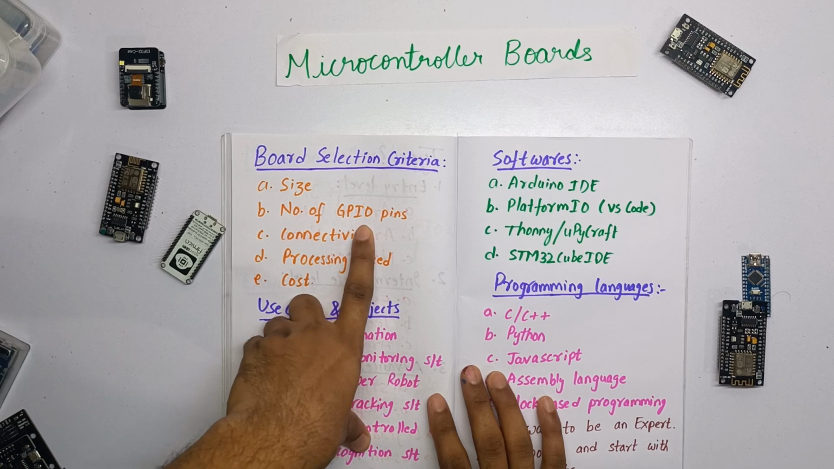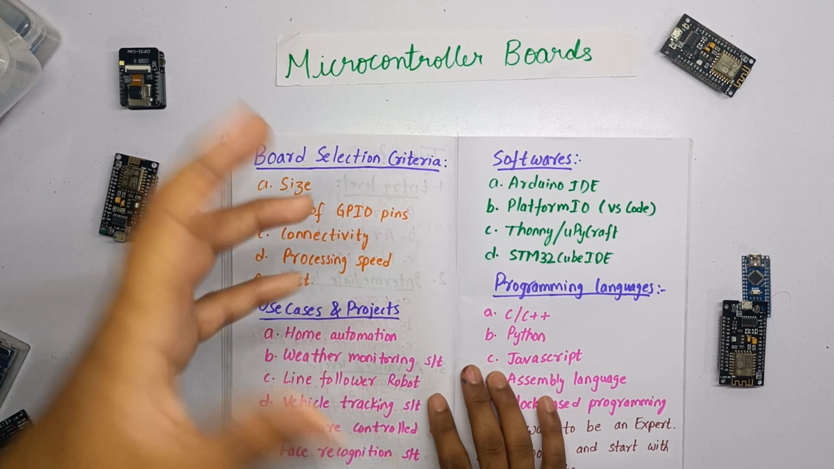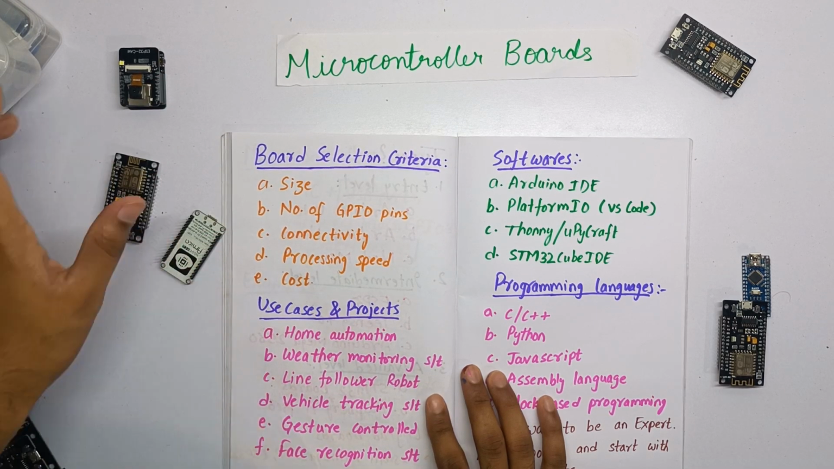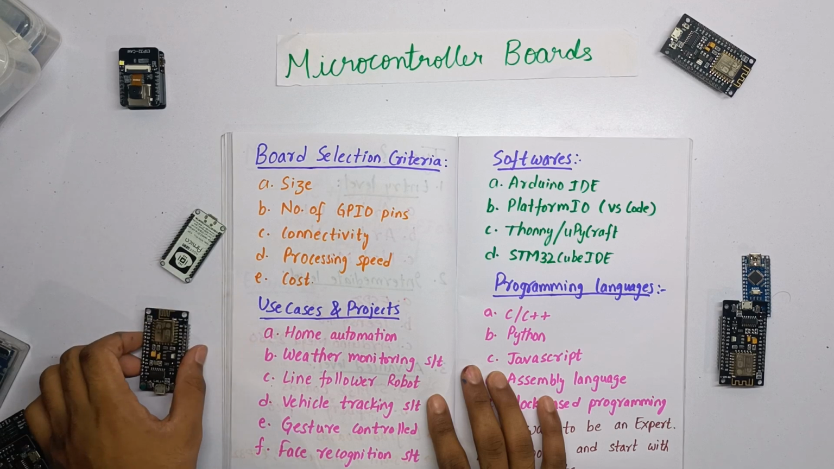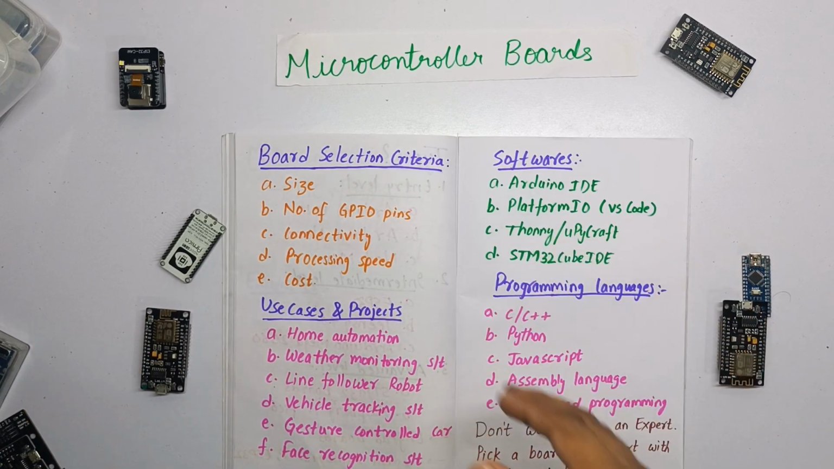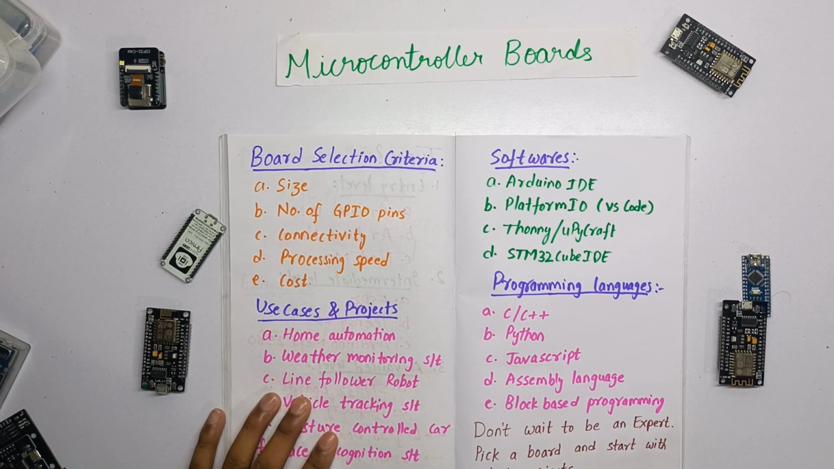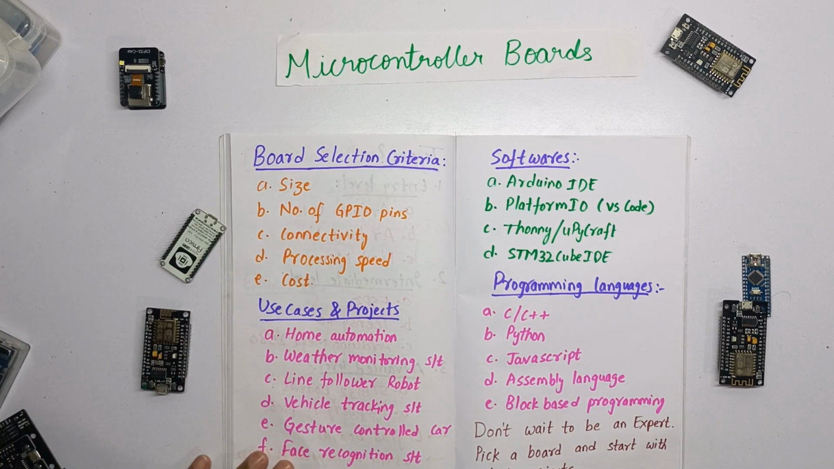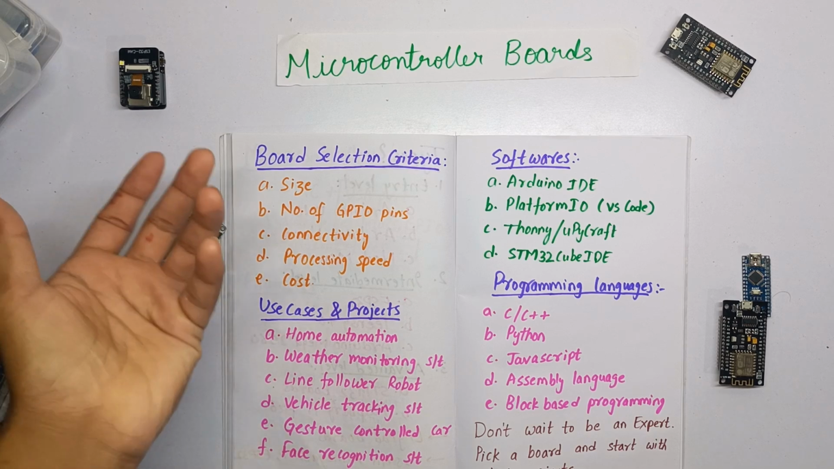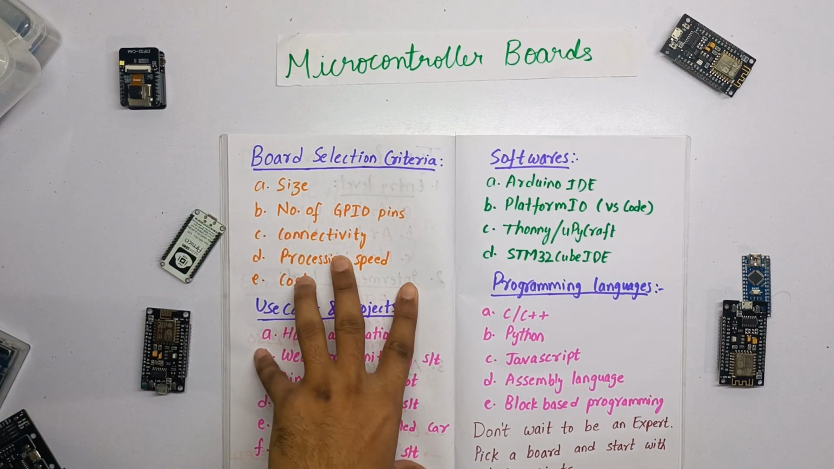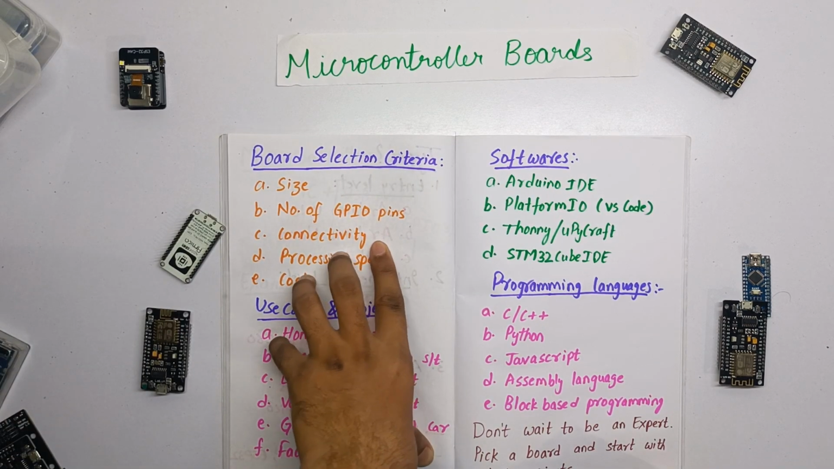That means general purpose input output pins. How many sensors are you actually connecting to that board? That means how many devices you are connecting to the microcontroller board gives you the number of GPIO pins you need. If more devices are being connected to the microcontroller board, then you go for higher microcontroller boards which have more pins.